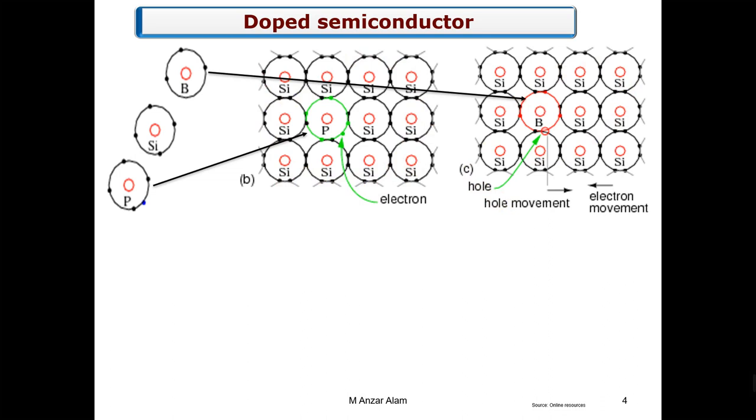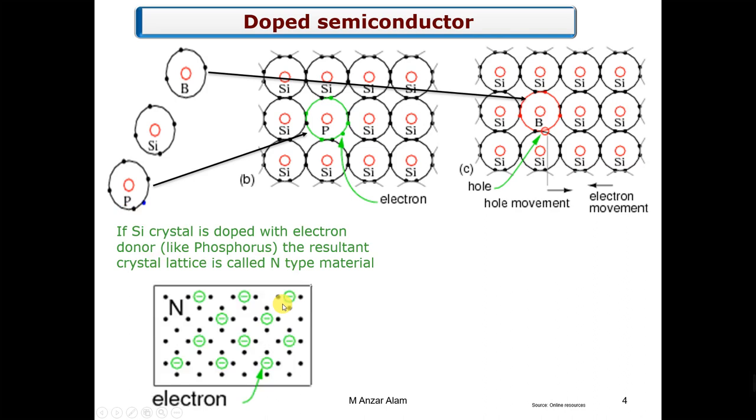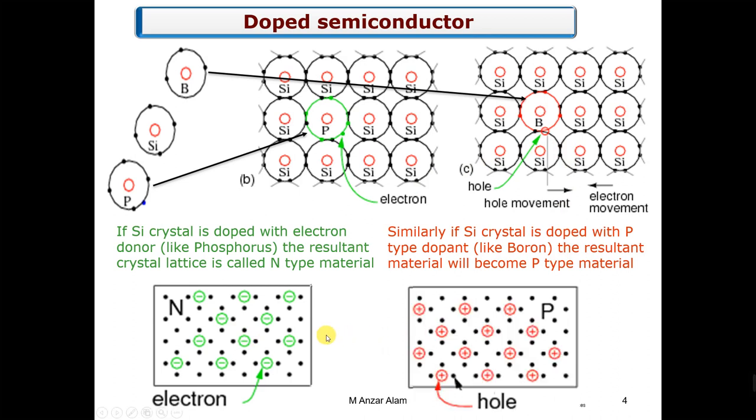This figure is the same figure as the previous slide. If silicon crystal is doped with an electron donor like this one, the resultant crystal lattice is called n-type material. Of course, this one and this one are the same, but this one is in block form. N-type material has excess free electrons. Similarly, if silicon crystal is doped with a p-type dopant, the resultant material will become p-type material.